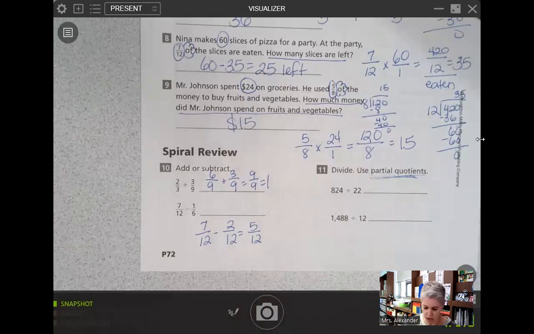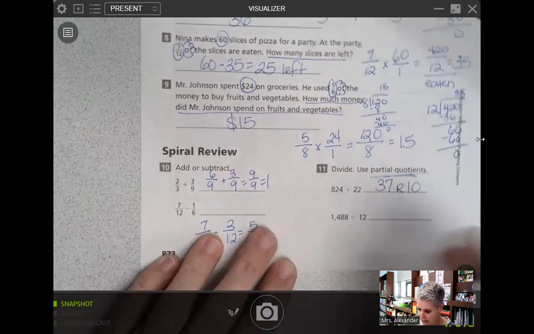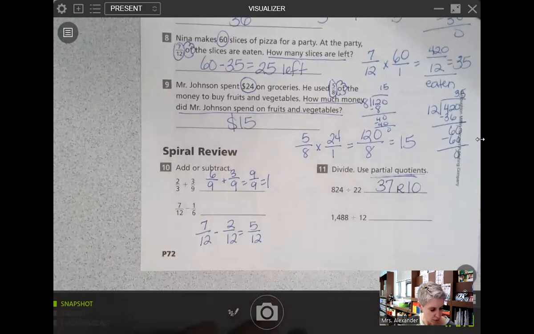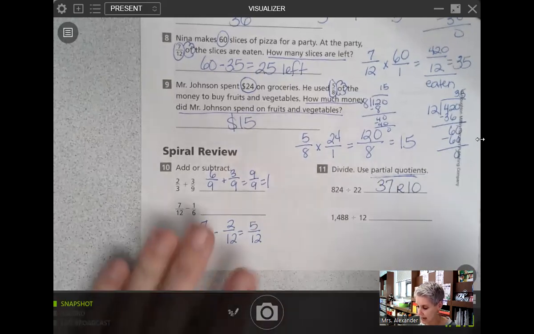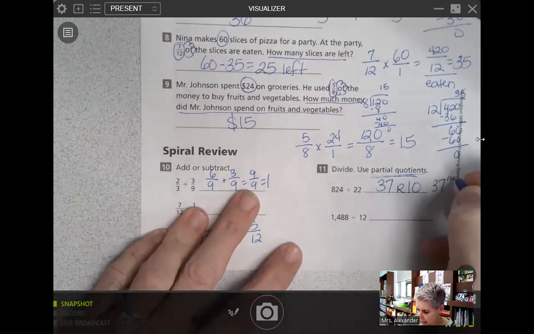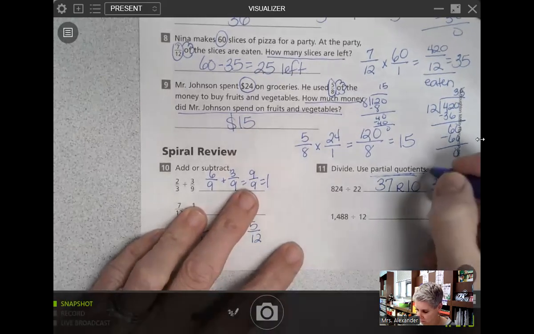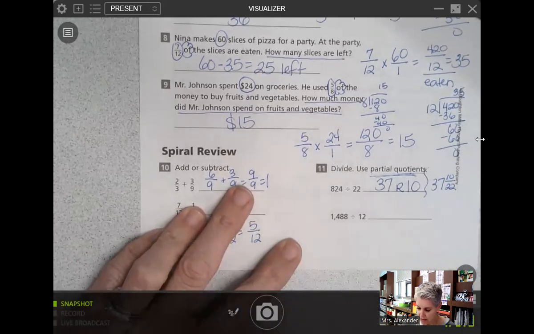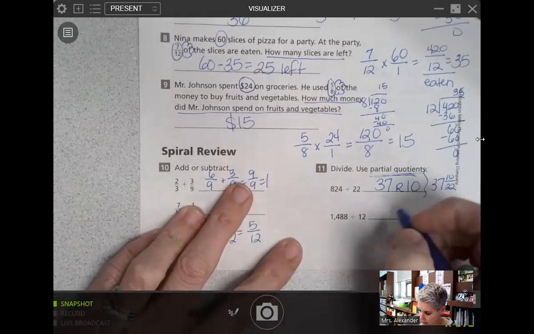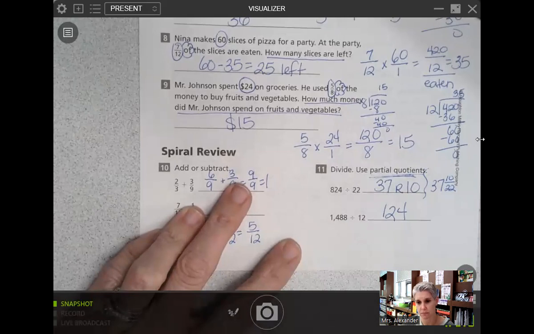824 divided by 22 is going to be 37, remainder 10, if you wrote it like that. You may have written it as 37 if you're used to our fractions now, and 10 22nds. You could have done that. Either one. 1,488 divided by 12 is going to be a whole 124.